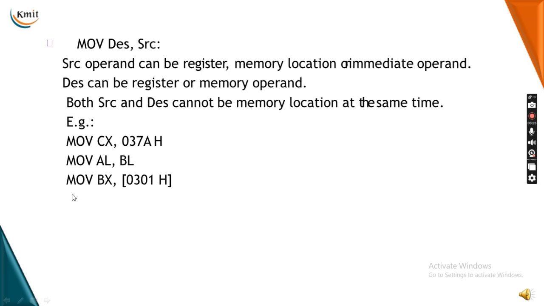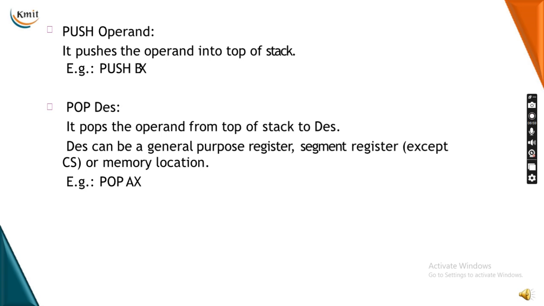Similarly, one more example, move BX, bracket of 0301H. Now here the bracket means it is an address. 0301H is the address of the data being present. So it goes to this memory location, 0301H, and whatever content is stored in this memory will be moved into the BX register. This is the first instruction, which is move.